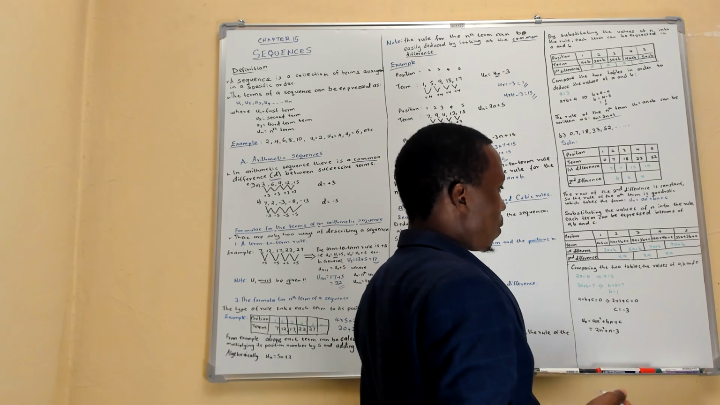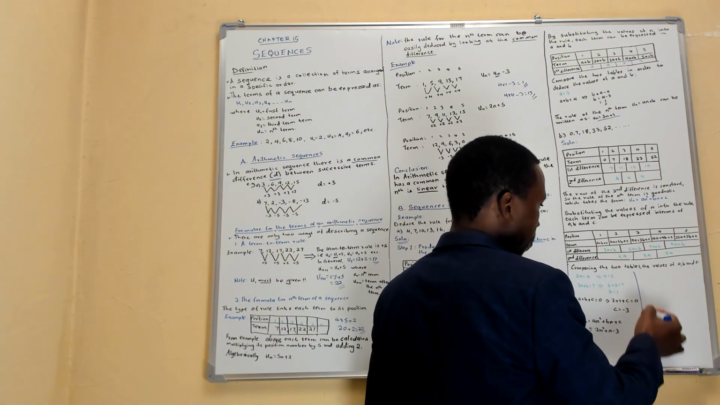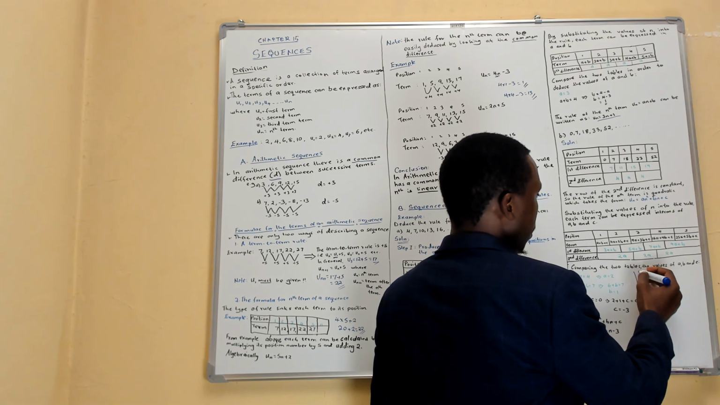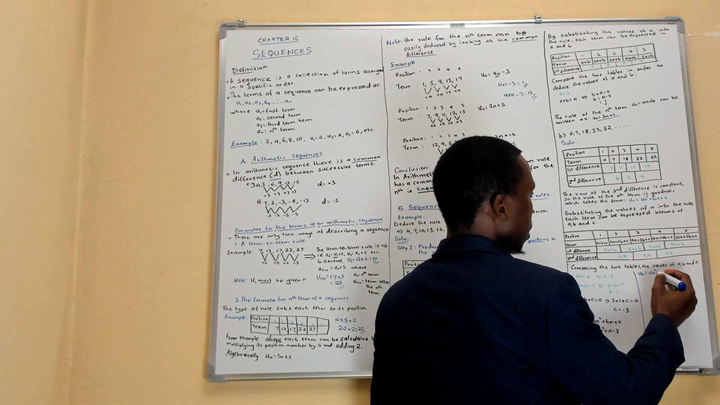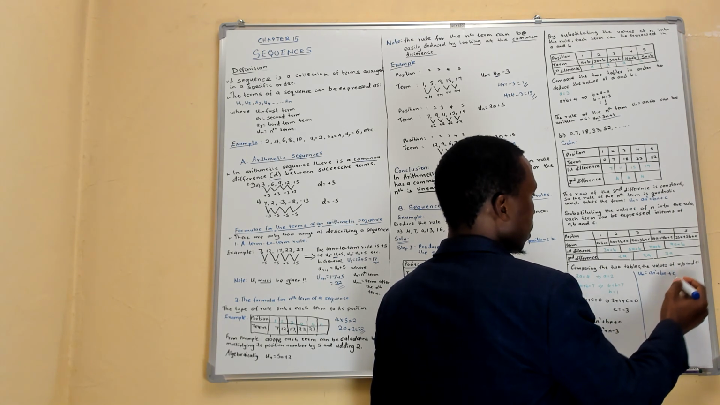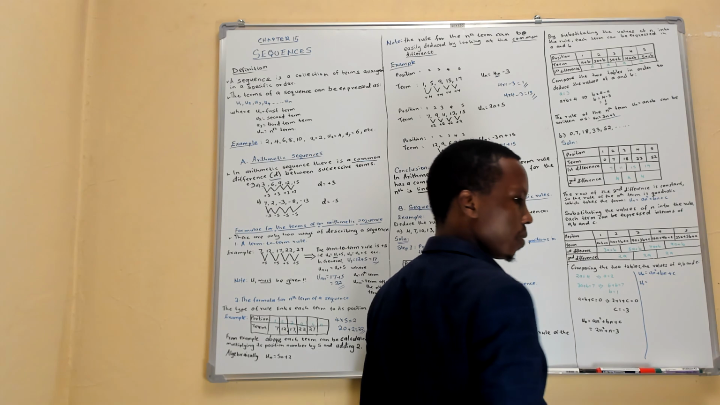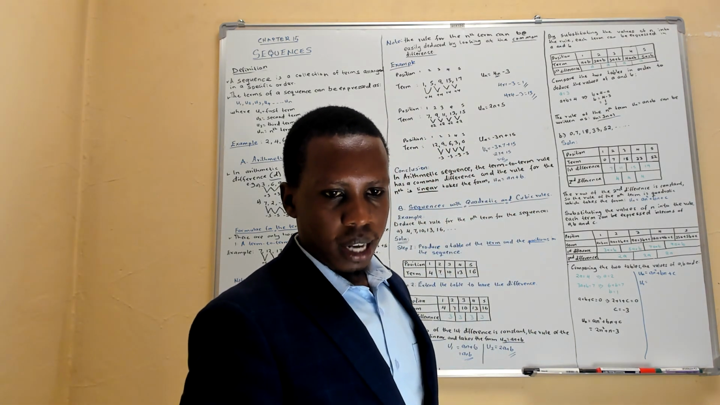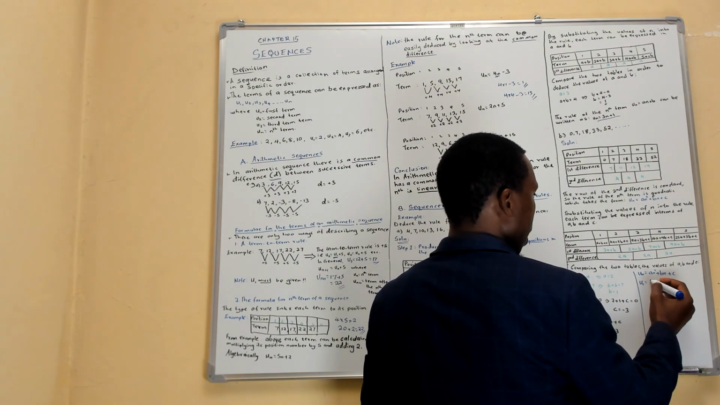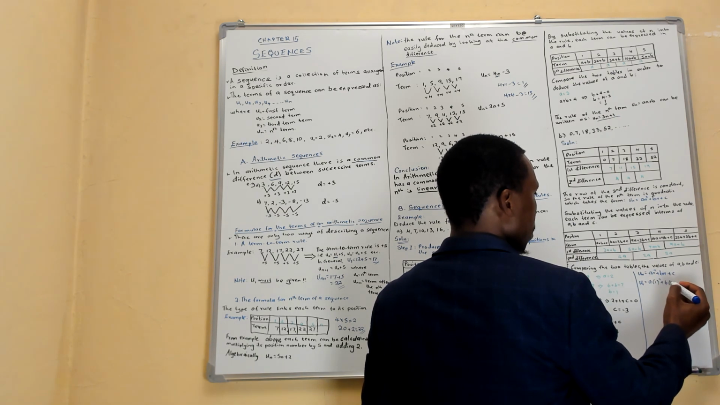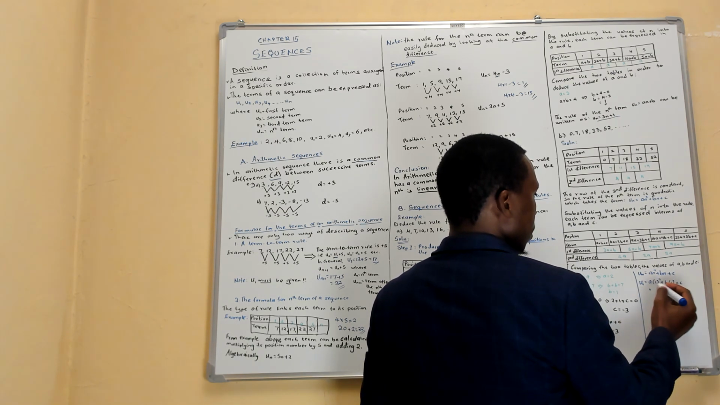If I express 0, let me just use this part here. The rule is un equals an squared plus bn plus c. Let's say we want to find u1. So if I replace n by 1, I'll have a of 1 squared plus b of 1 plus c. So 1 squared is 1, 1 times a is still a, b times 1 is still b, then plus c.